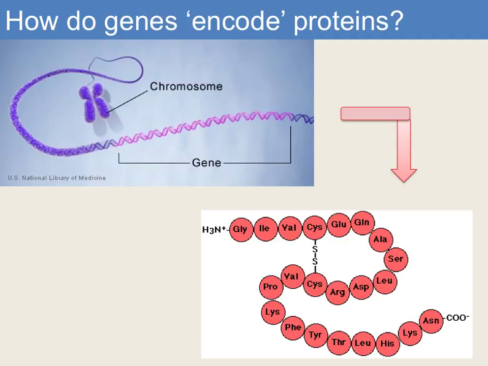Now remember, each of these amino acids is coded for by a codon, which is a triplet of nucleotides. And they're strung together into the complete protein.